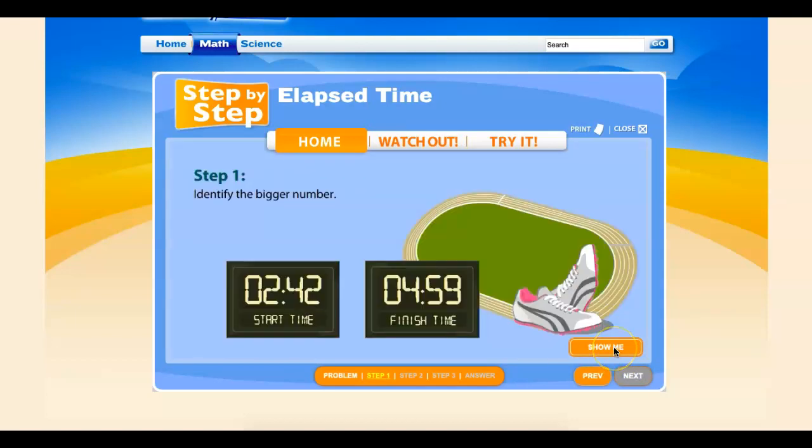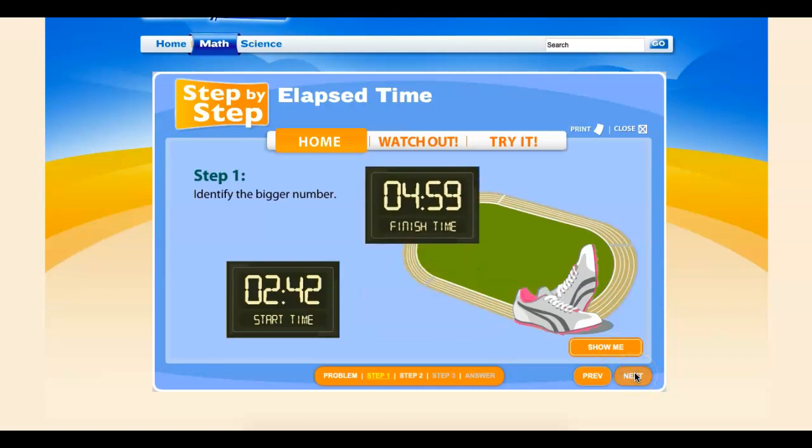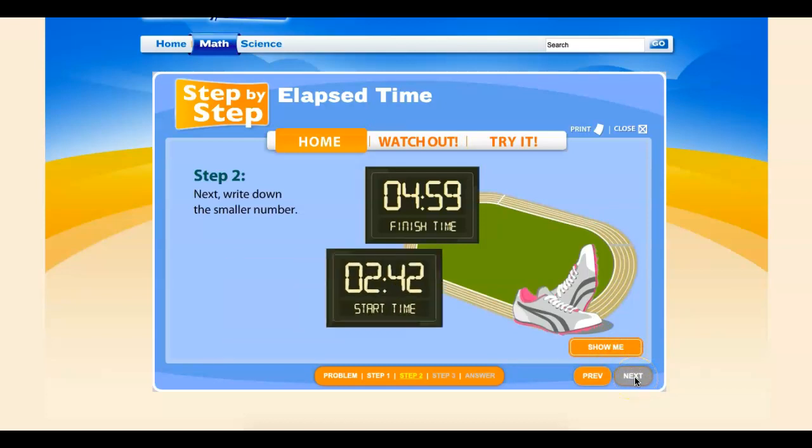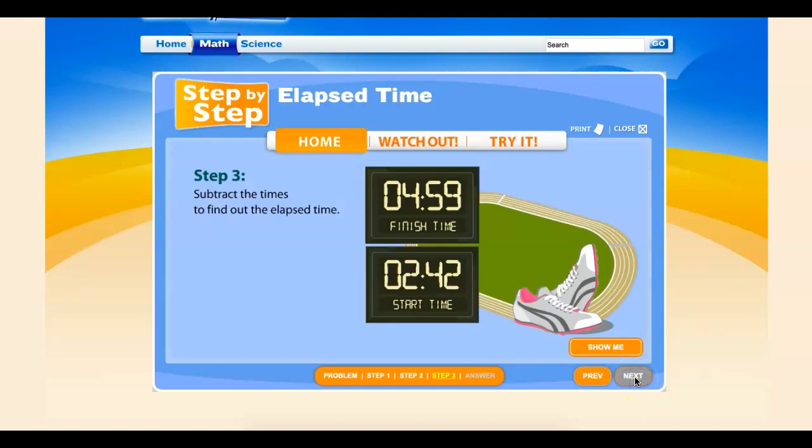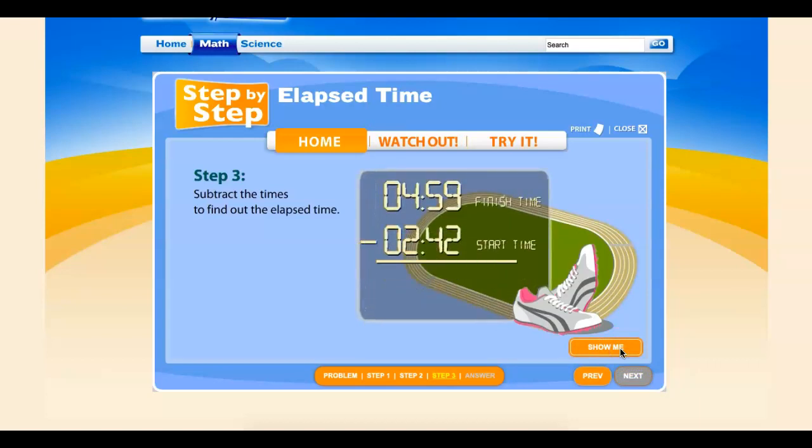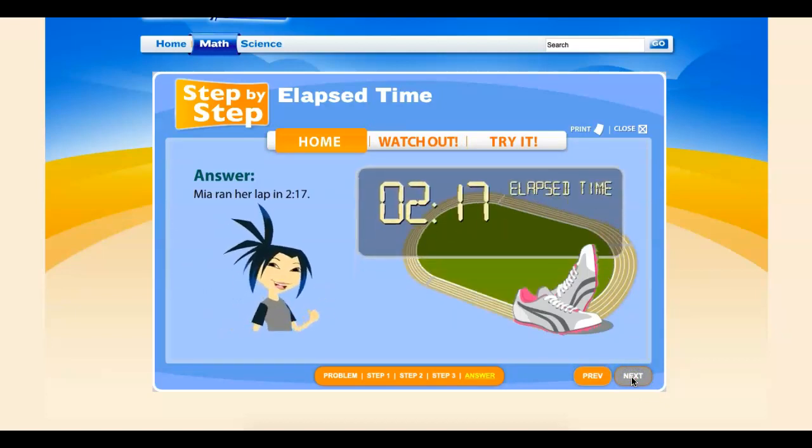First, identify the bigger number. Since the finish time number is bigger, it'll have to go on top. Next, write down the smaller number. The start time is smaller, so that'll go on bottom. Subtract the times to find out the elapsed time. 4 minutes and 59 seconds minus 2 minutes and 42 seconds is 2 minutes 17 seconds. That's our elapsed time. So Mia is pretty speedy. She ran her 800 meters in 2 minutes and 17 seconds.